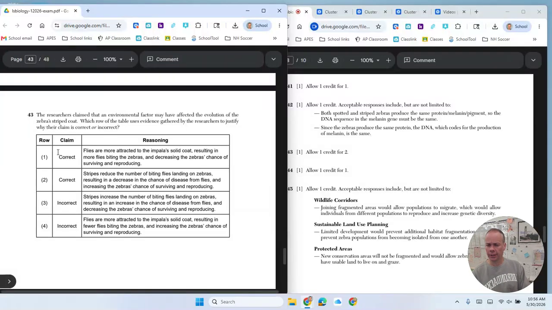So let's read the first one. That claim that the environment did infect it is correct. Flies are more attracted to the impala solid coat, resulting in more flies biting zebras. That doesn't make sense. Okay, that part makes this wrong. Get rid of number one.